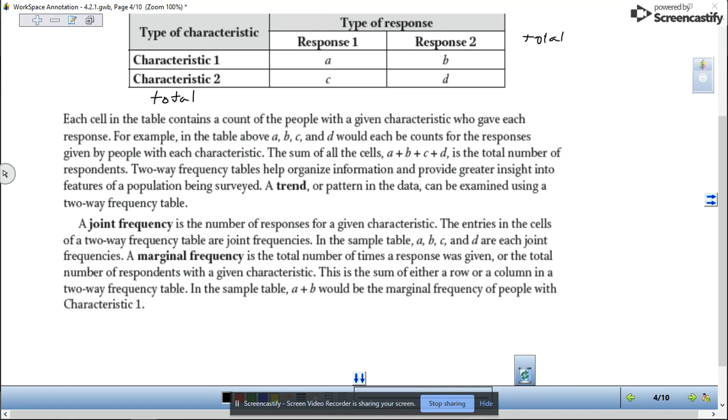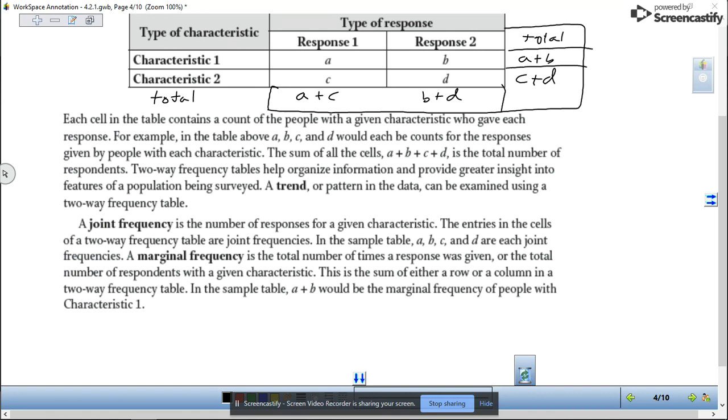So, like, the total people who have response 1 is A plus C. The total people who have response 2 is B plus D. The total people that have characteristic 1 are A plus B. That have characteristic 2 are C plus D. And down here, what we're going to end up doing is creating another row and column. And what we have down here is the overall total, which is A plus B plus C plus D. Right? It's all of the above.